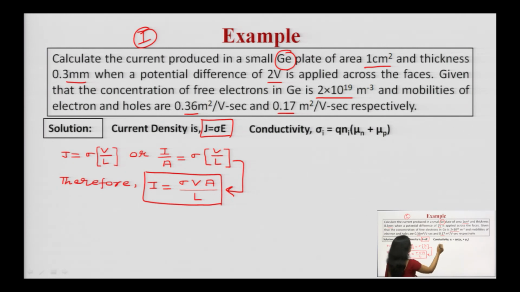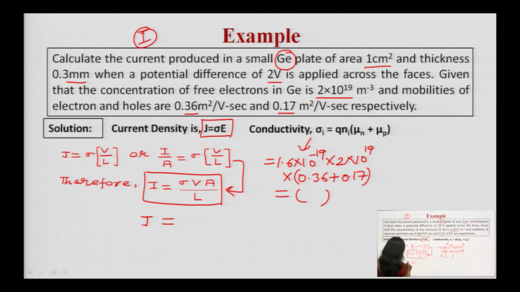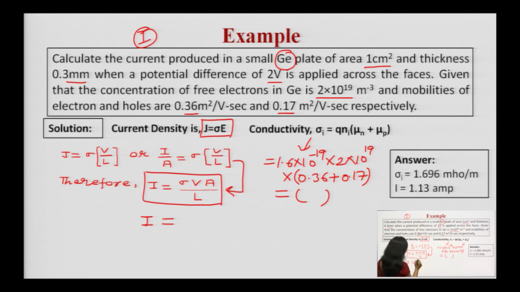First, calculate the conductivity. Q is 1.6 into 10 raised to the power minus 19. Ni is given, which is 2 into 10 raised to the power 19, into mu n, which is given as 0.36, plus mu p, which is 0.17. Simplify it and substitute its value. You are going to calculate this conductivity. Conductivity you are getting is 1.696.